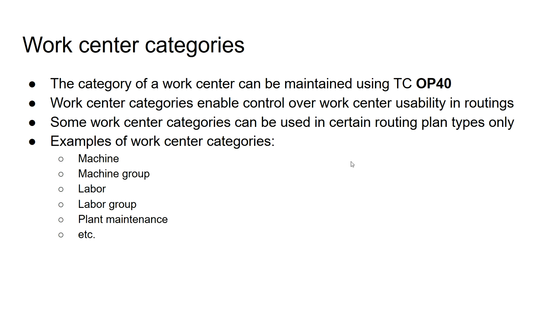There are various categories of work centers, and you can maintain categories for work centers using transaction code OP40. The reason for specifying different work center categories is that it allows you to control work center usability in routings. Some work center categories can be used in certain routing plan types only. Some examples of work center categories would be machine group, labor group, plant maintenance, and there are also other types of work center categories available. You can also create additional work center categories.